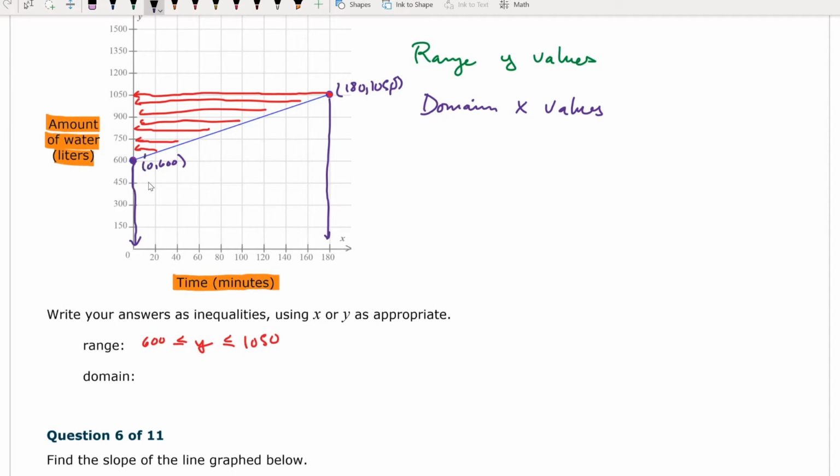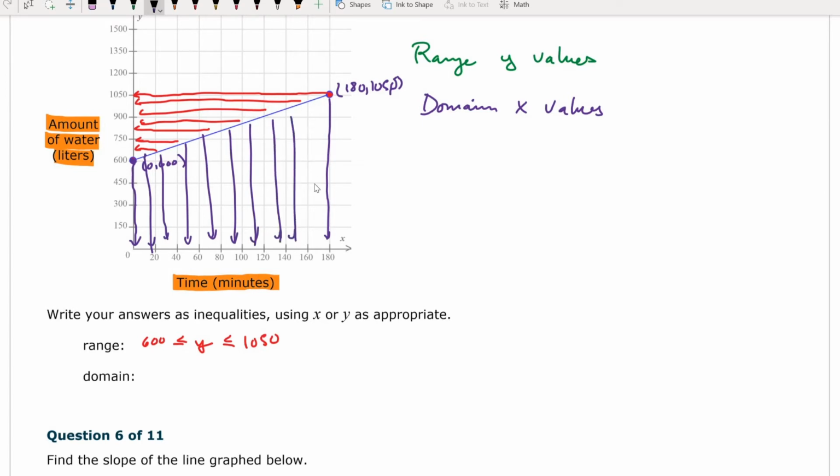So any points on this line can map down to the x-axis. Your x value will begin at 0 and end at 180, because they only fill water in the pond and stop at 180 minutes. So x is between 0 and 180. That's it.